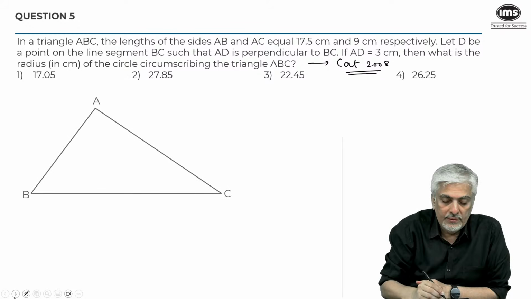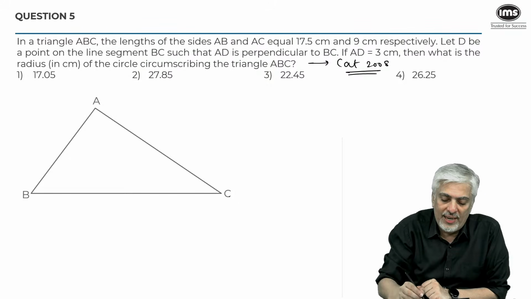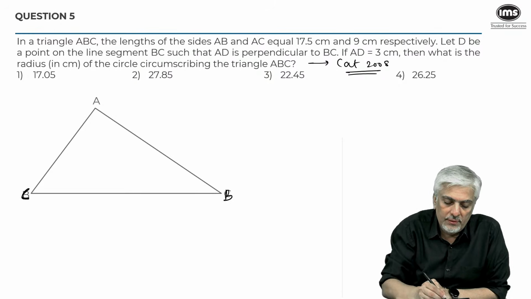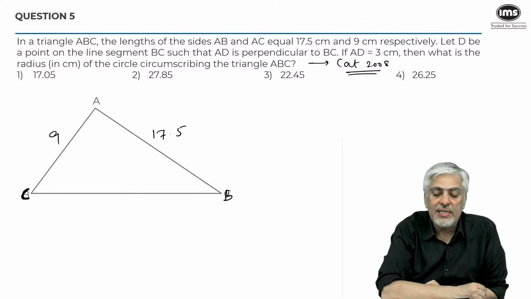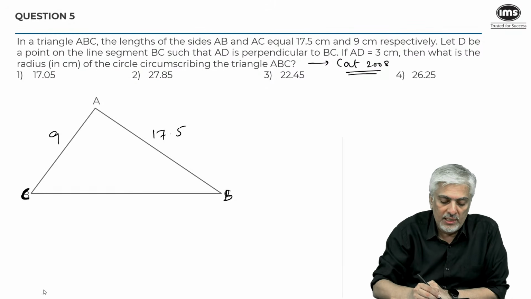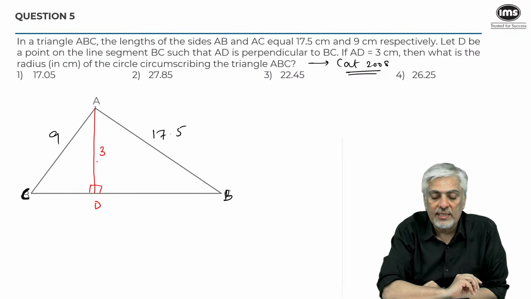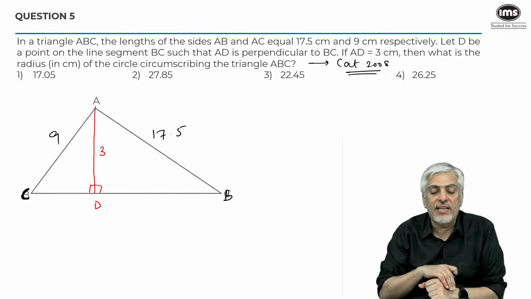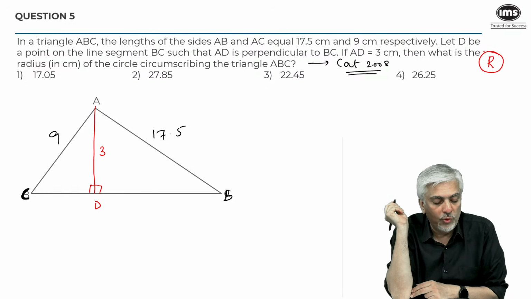So let's start. This is a triangle ABC, where AB is 17.5, AC is 9. Let D be a point on line segment BC such that AD is perpendicular to BC. So they have told us AD is perpendicular to BC. Great. And they have told us AD is 3. What is the radius of the circle circumscribing the triangle ABC? That means find capital R. Circumradius. We need to find circumradius.